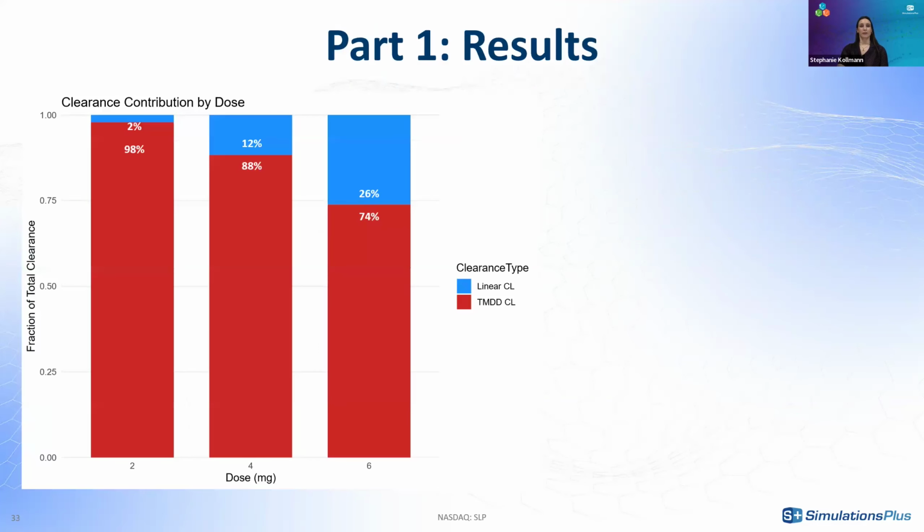So as an explanation for why the 2 milligram dose group is less sensitive to clearance differences and the 6 milligram dose shows the greatest sensitivity, we can see here. So this bar chart shows how the relative contribution of clearance pathways changes with dose.